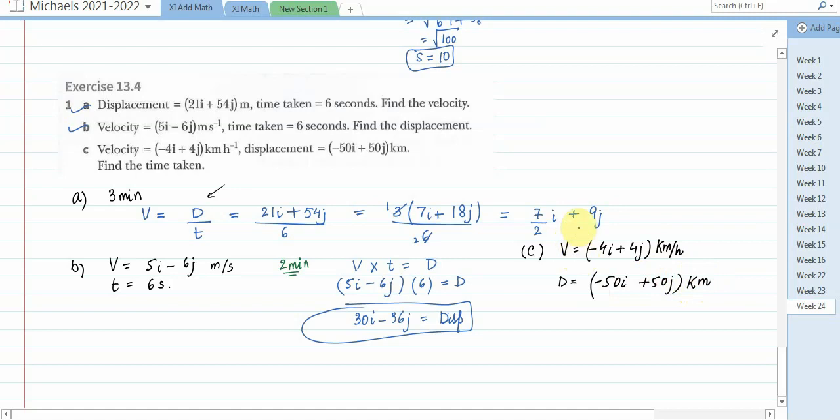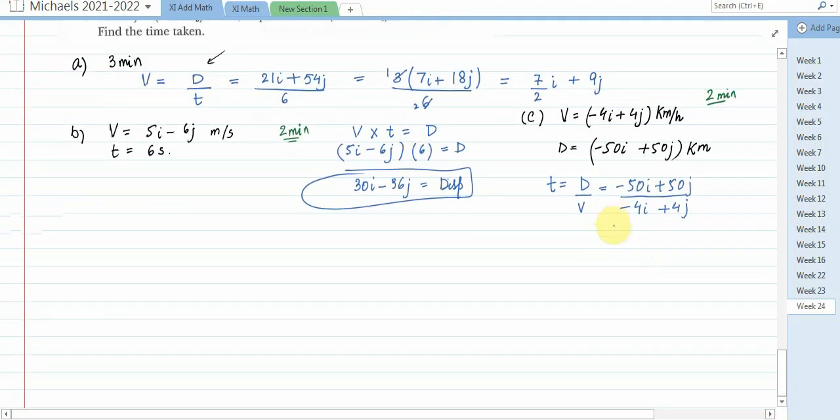Alright. With the same application of this working formula, you need to find it by yourself first, and time is 2 minutes, so start. Alright, so basically time is equal to displacement divided by velocity. Displacement we have minus 50i plus 50j, divided by velocity we have minus 4i plus 4j. From the numerator you can take 50 common, so inside the bracket it's minus i plus j.